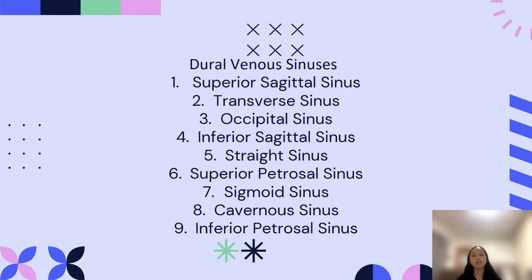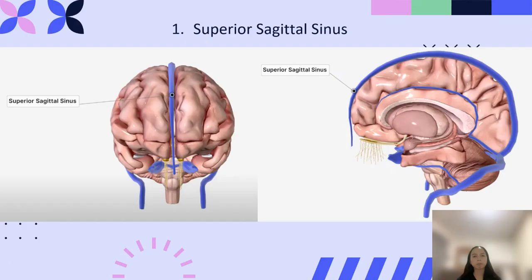There are a lot of venous sinuses, however, we will only be discussing those that were mentioned in our book. So, we have the superior sagittal sinus, the transverse sinus, occipital sinus, inferior sagittal sinus, straight sinus, superior petrosal sinus, sigmoid sinus, cavernous sinus, and the inferior petrosal sinus. So, let us look into each of these.